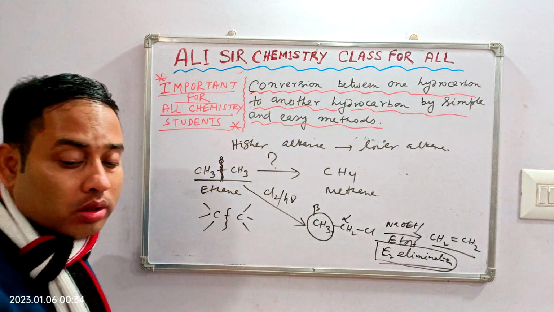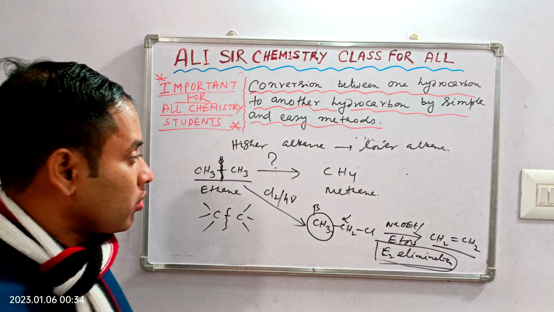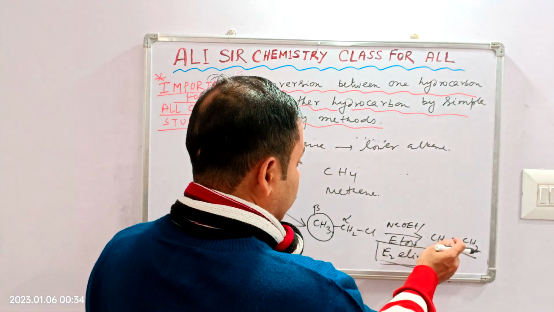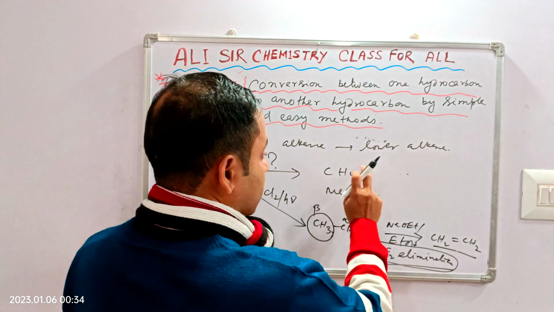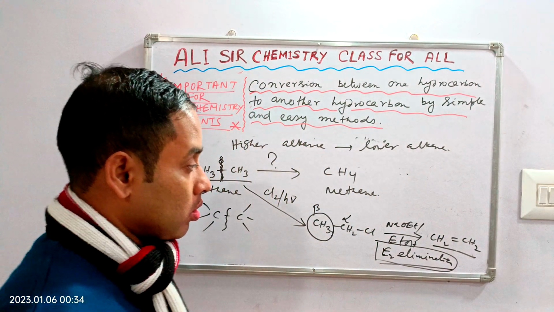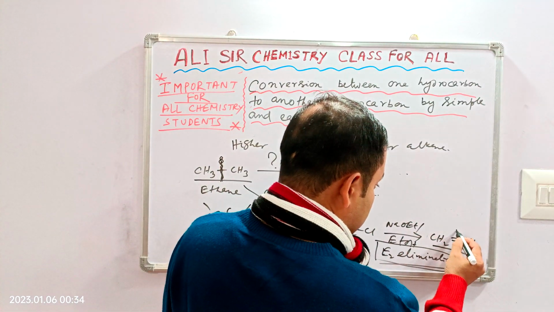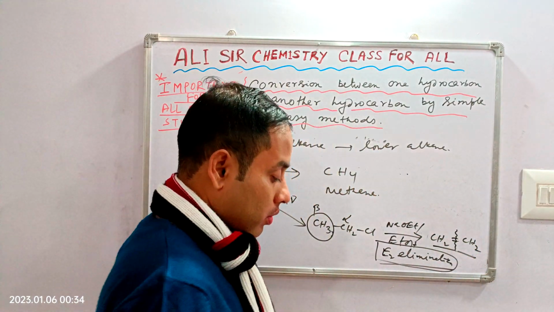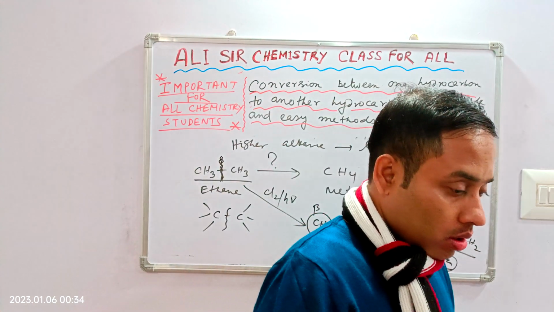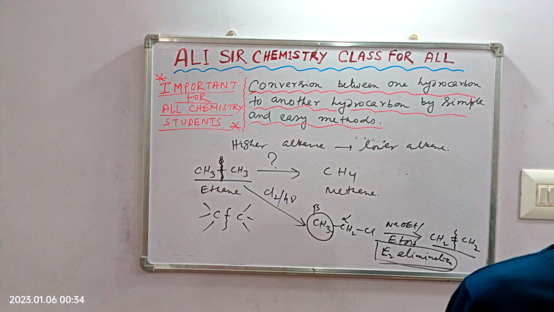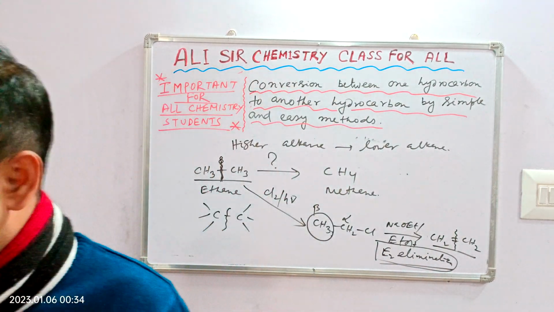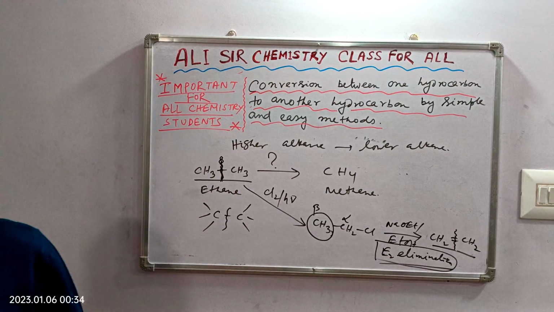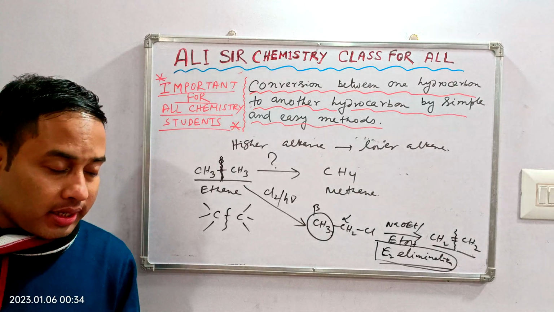Now our job isn't over. We have to move from this ethane to methane, from this ethylene to the methane molecule. Now you see, this is a double bond. I think all of you know the reaction which is known as ozonolysis. By using this ozonolysis reaction, we can easily break this bond.